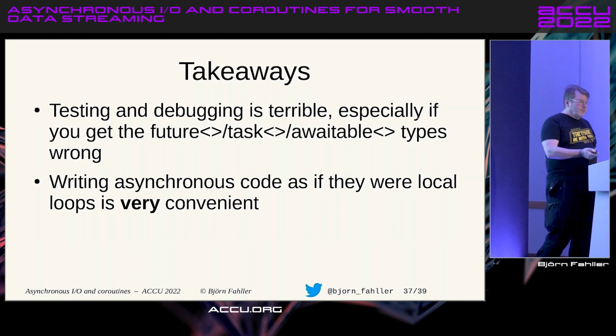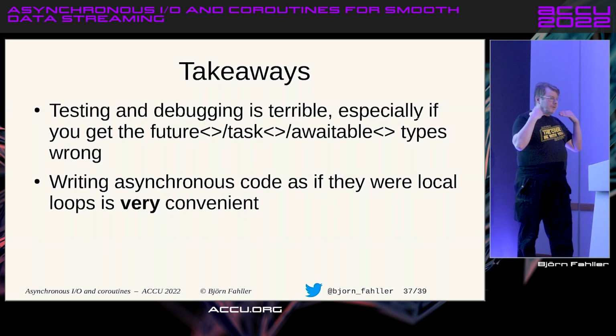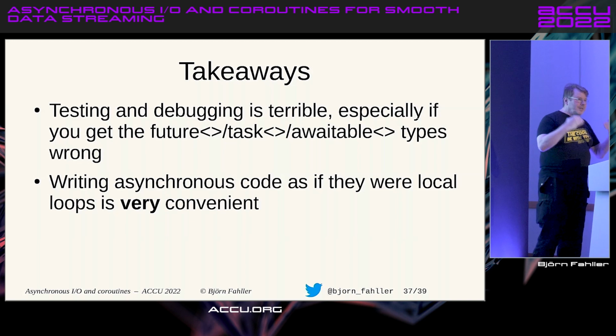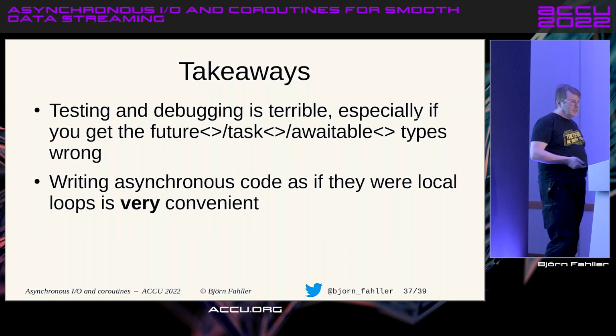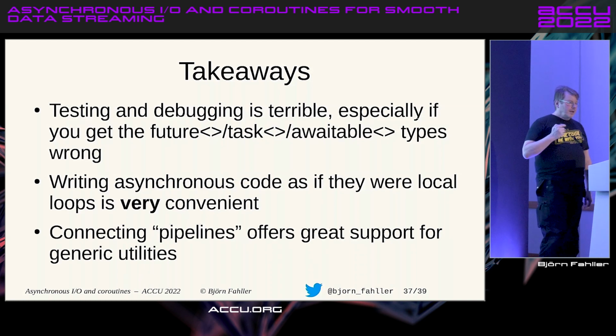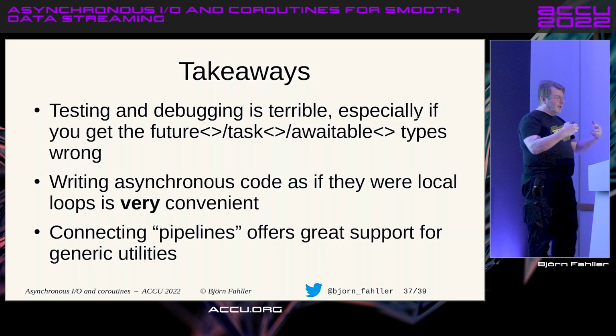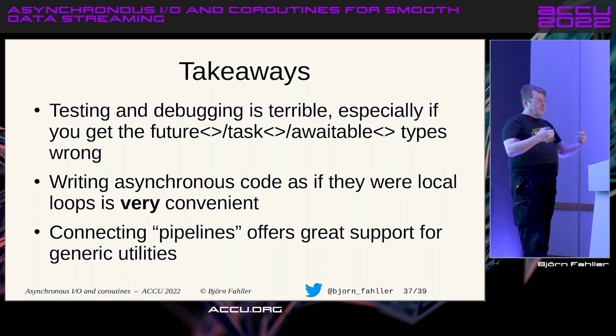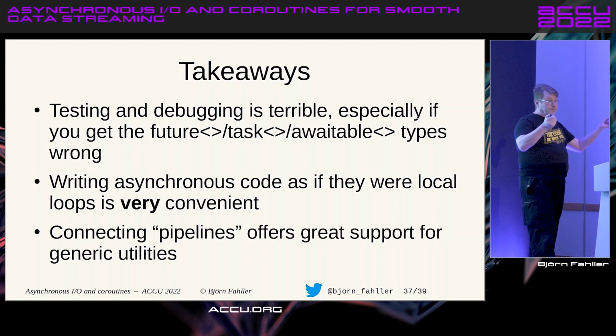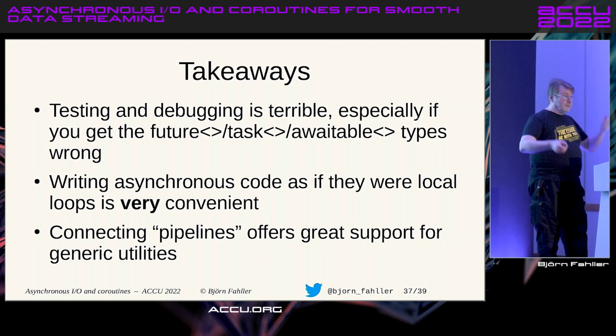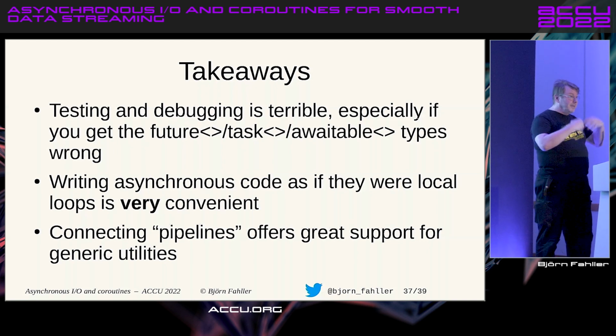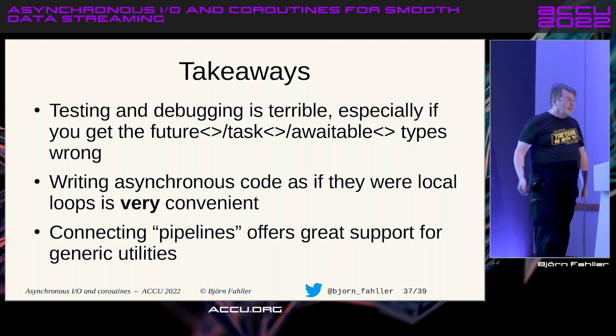But writing asynchronous code as if there were local loops is so convenient. It's so powerful. It makes life so much easier. And by being able to connect pipelines, you get really great support for generic utilities, like you want filter, probably. You want counters, probably, whatever. And they are completely generic. They will work with any type. You just use them. That is cool.